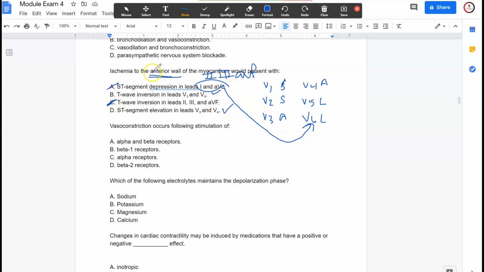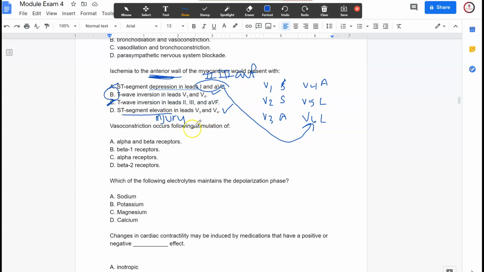So ischemia, we talk about ischemia. We are expecting T wave to be inverted, because we don't get to ST segment elevation until injury. So here's your best answer.